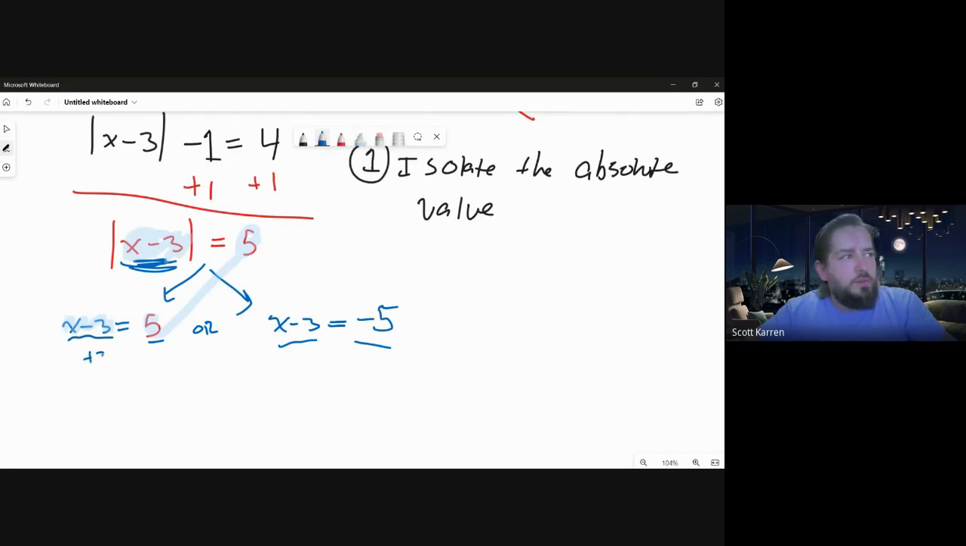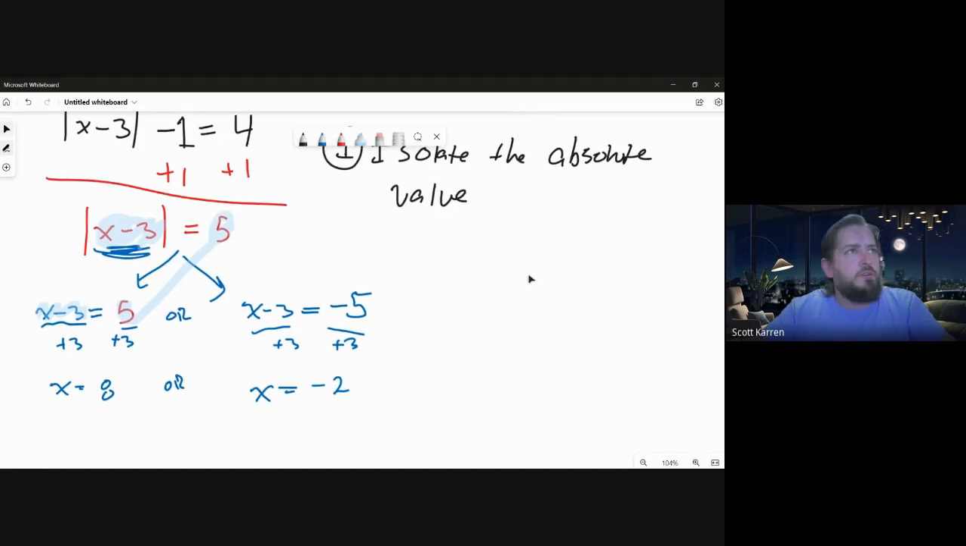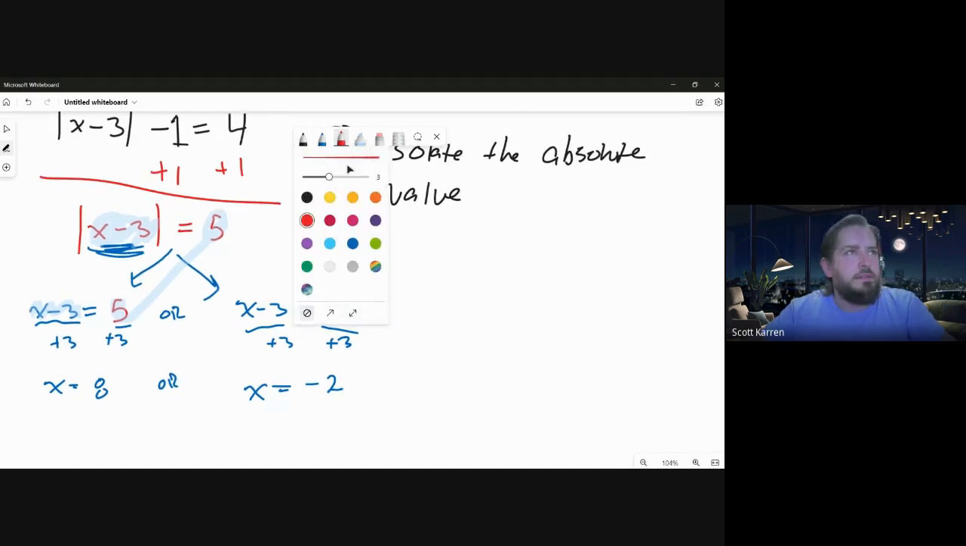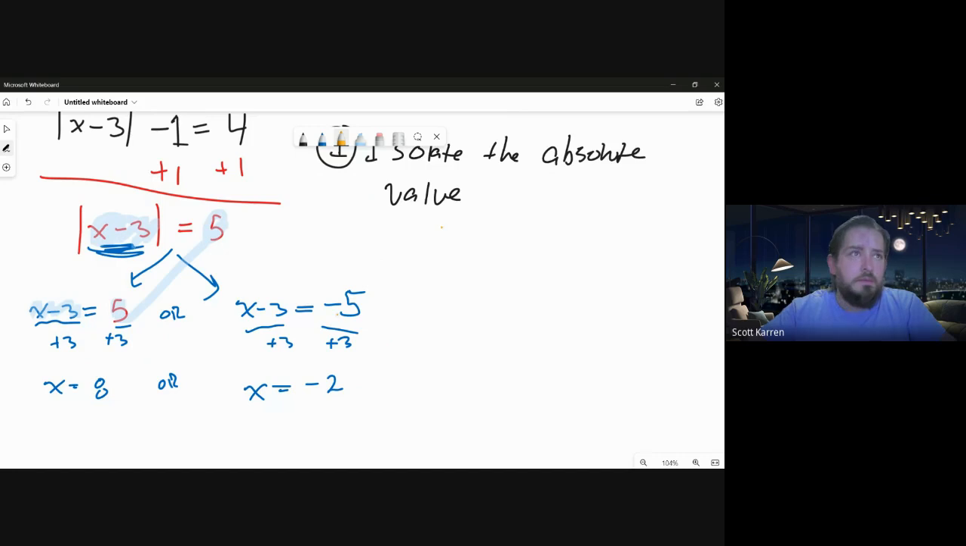So I add 3 to both sides. This becomes x equals 8. Or add 3 to both sides, and x equals negative 2. And then, of course, I can check. I'm going to check 8, and I'll check negative 2.